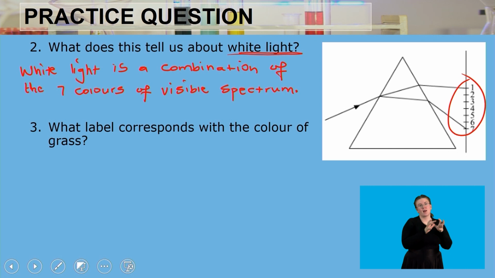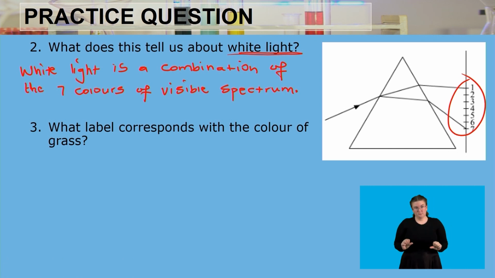Now, if that white light passes through a prism, or passes through a more dense medium, it is going to slow down. If it slows down, it's going to split into those 7 different colors that we are seeing, or that help us to see everything that is around us.